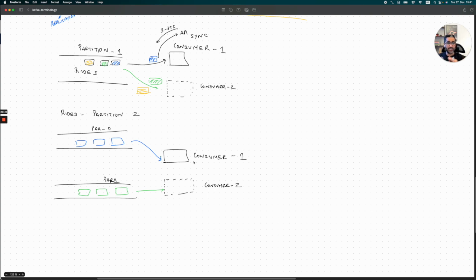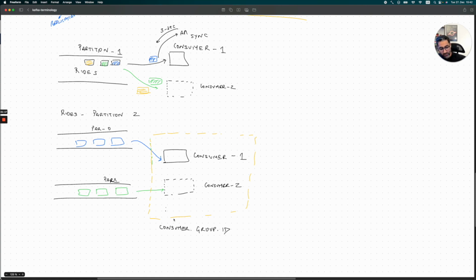How does Kafka know that these consumers belong to the same entity or the same group? That's where something we call the consumer group ID comes into place. If your consumers have the same consumer group ID, Kafka will understand that they belong to the same entity, and that's why it can split the partitions between them.